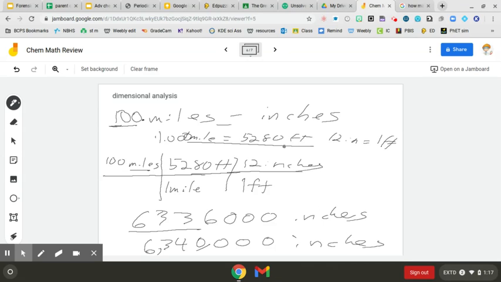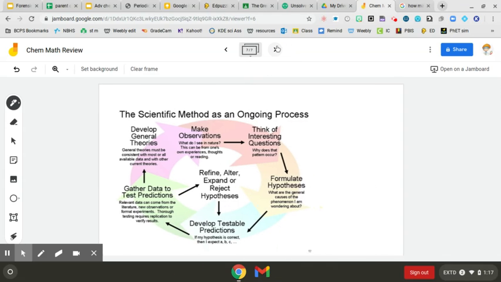Okay, so that's dimensional analysis, how to convert anything. Draw your cross, put what you're given in the top left, get your conversion factor, put the thing you want to cancel on the bottom, the thing you want on the top, multiply across, divide down. And then, of course, we talked about the scientific method and how it's never really a straight line. It's this ongoing process of learning more and changing your ideas based on your data.